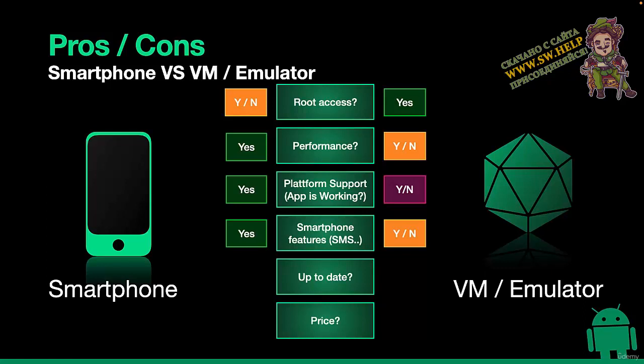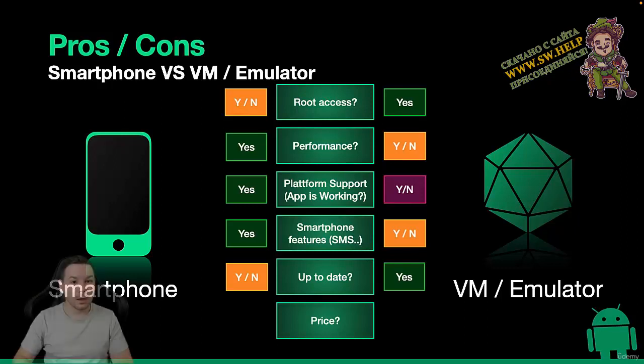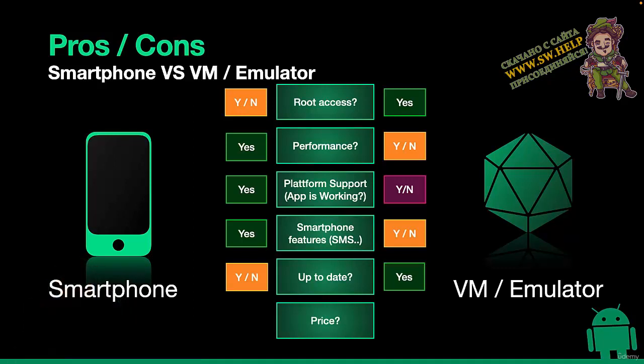All right. Up to date? Smartphone, it depends. If you're using a newer device right now, you should be fine for the next 4 years. Absolutely no problem. Within the emulator, you can choose between different devices and then you can pick the one that has the most up-to-date versions. So that's definitely a pro regarding the emulator. Price? A real smartphone is way more expensive than an emulator or virtual machine, which are free. So this point goes to the virtual machine or emulator.